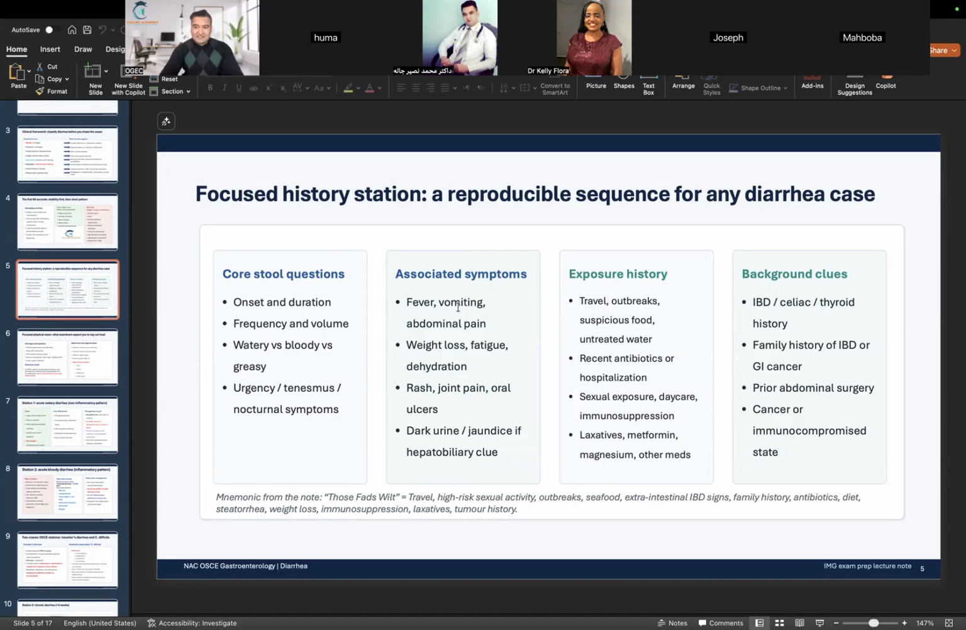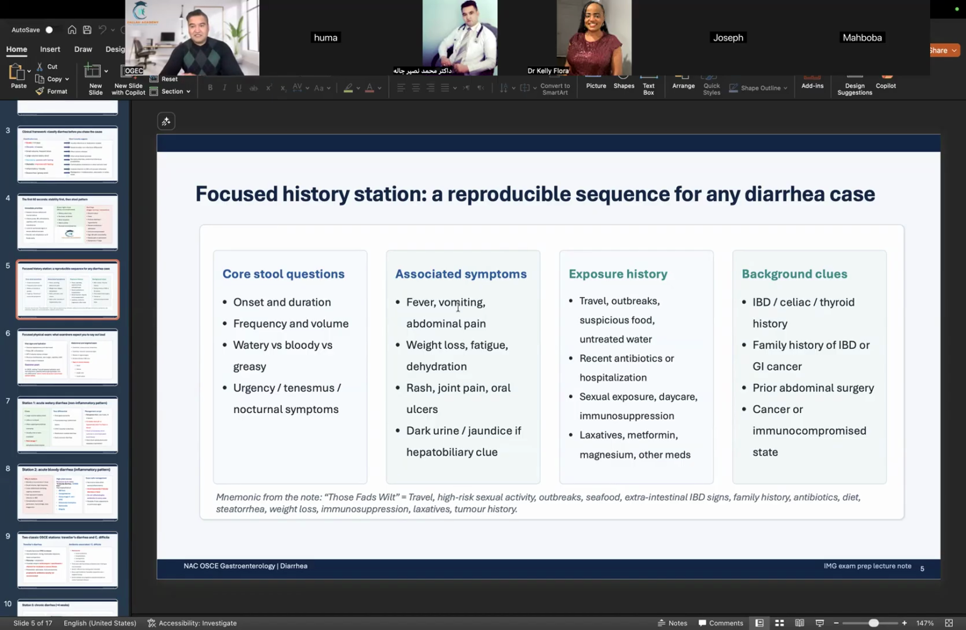If the patient has a history of travel, if there was an outbreak, if the patient was exposed to untreated water, if there was any recent antibiotic use or hospitalization, or the patient was receiving any sort of chemotherapy or radiotherapy for any reason. Sexual exposure, men who have sex with men, daycare, immunosuppression, laxatives, metformin, magnesium, or another medication.